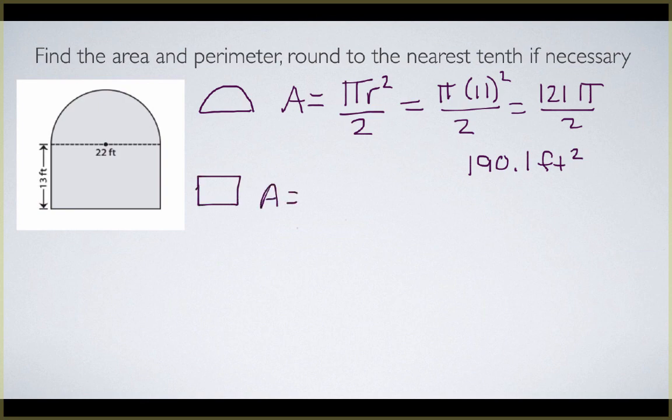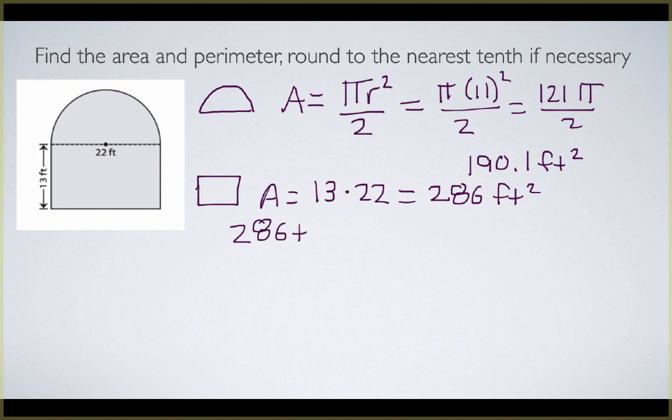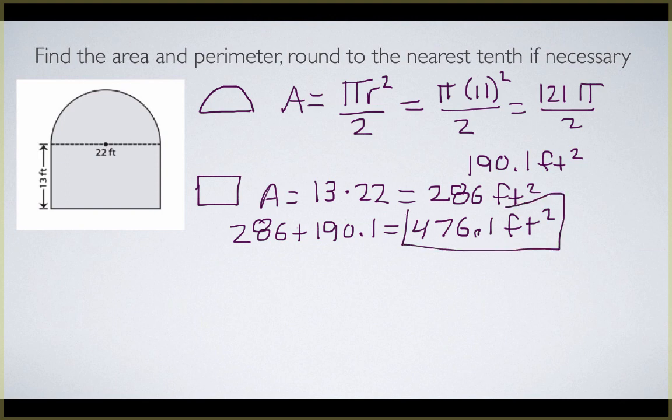Now we're going to find the area of our rectangle. The area is length times the width, so 13 times 22 is 286 feet squared. And then 286 plus 190.1 equals 476.1 feet squared. That is our total area.